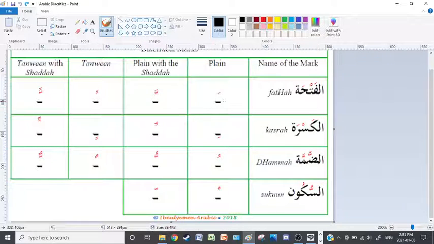Then you have the letter here with a fatha atop it, kasra with the kasra beneath it, dhamma and sukoon and shadda and so on and so forth. In this lecture we will be covering tanween, and tanween with shadda is exactly the same except with the shadda, so it will be a sukoon then the tanween.